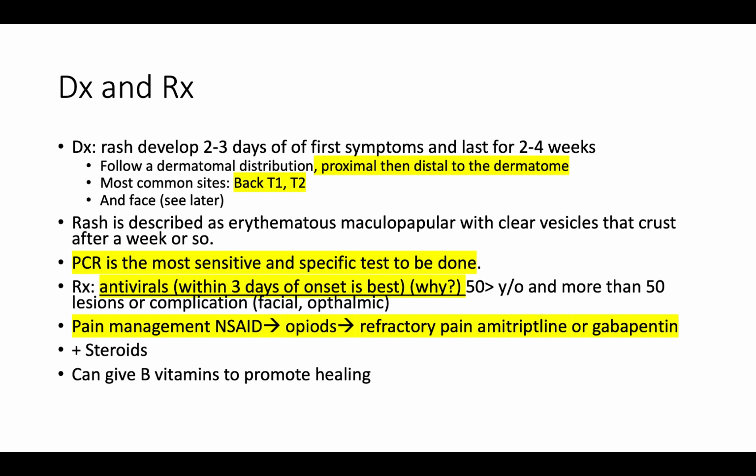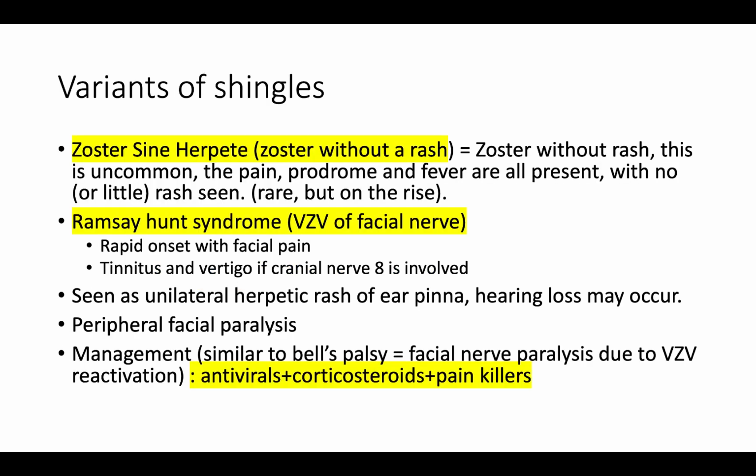Where were we? Okay. Pain management, you start from weak to more strong. NSAIDs you give first, you can give opioids, and then you might have refractory pain. You might give amitriptyline or gabapentin plus or minus steroids and B vitamins to promote healing.